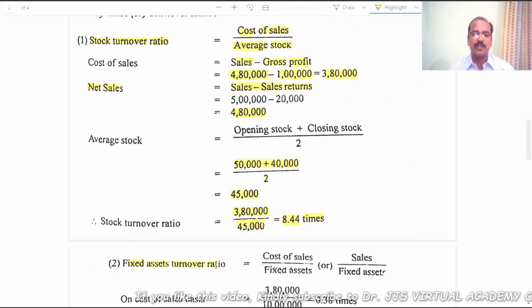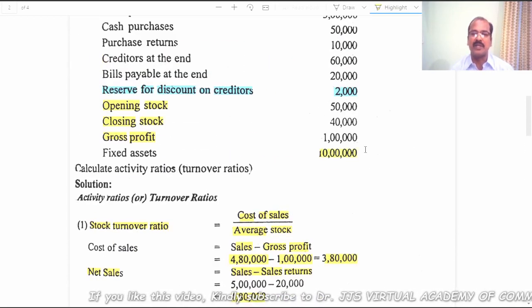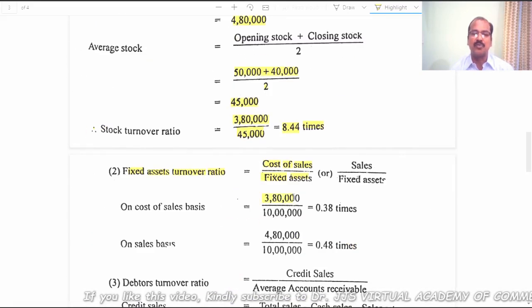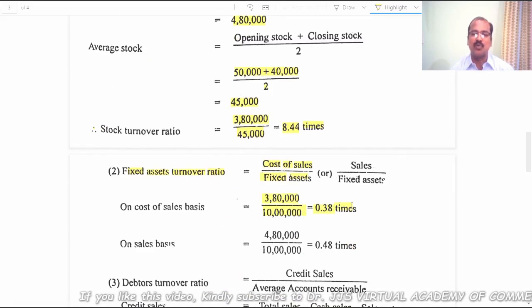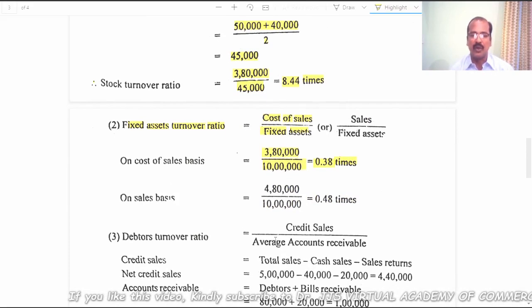Fixed assets turnover ratio. What is the formula? Cost of sales divided by fixed assets or sales divided by fixed assets. Don't worry about the second formula. In the absence of cost of sales in a problem, you can very well make use of the second one. Otherwise, straightaway make use of the first formula to calculate the fixed assets turnover ratio. Cost of sales that we have already calculated, it amounted to 3,80,000 rupees, divided by fixed assets that's given in the problem, it is 10 lakh rupees. So 3,80,000 rupees divided by 10 lakh rupees, it is given as 0.38 times. That's about the fixed assets turnover ratio. The second one you don't have to worry about here in this problem.